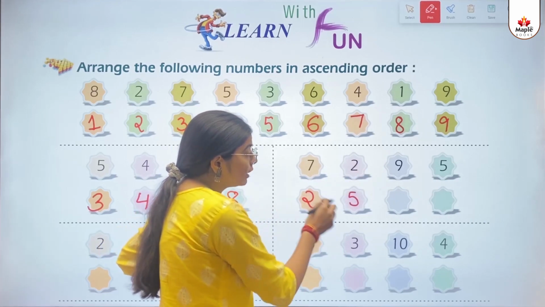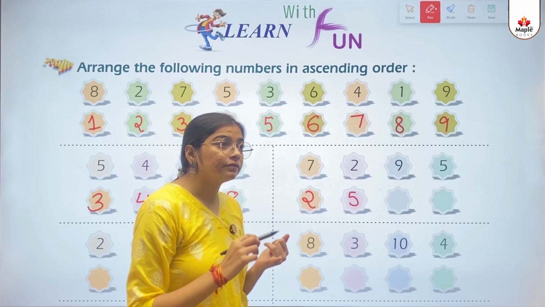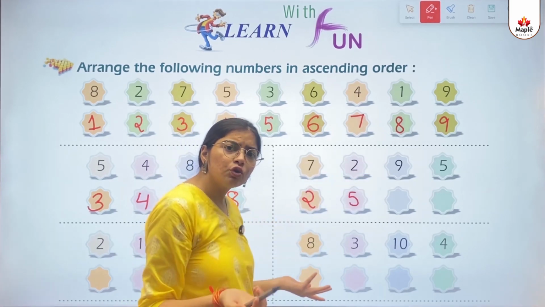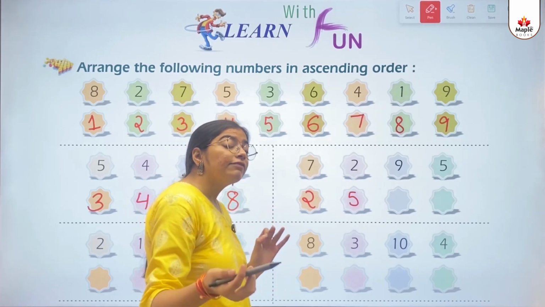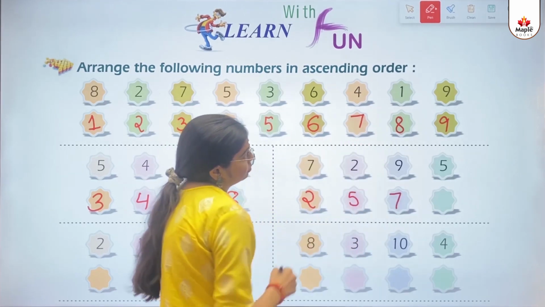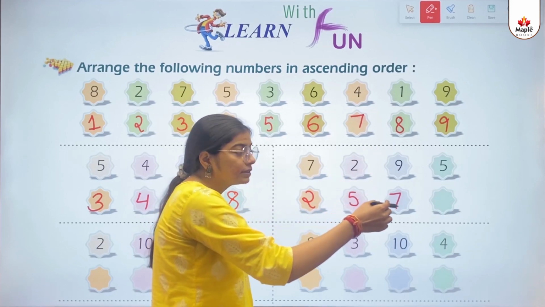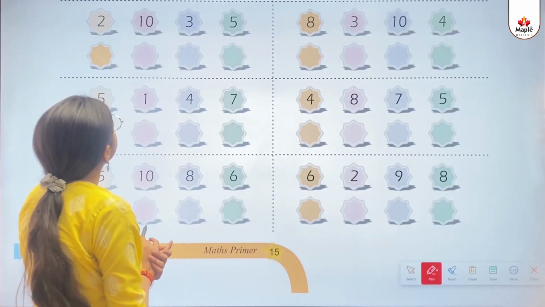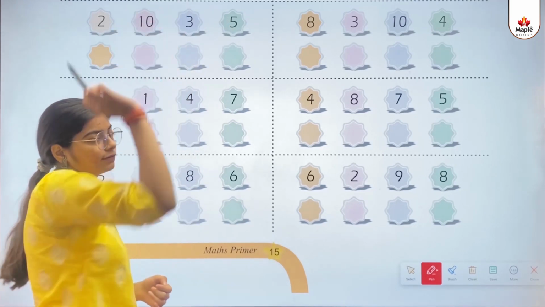Then, what comes after 5? After 5, there is 6. Can you see 6 here? No. What is written here? 7. What comes after 6? 7. So, we will write here what? 7. Then, what is written here in the last? 9. In this part, it is given 2, 10, 3, 5.